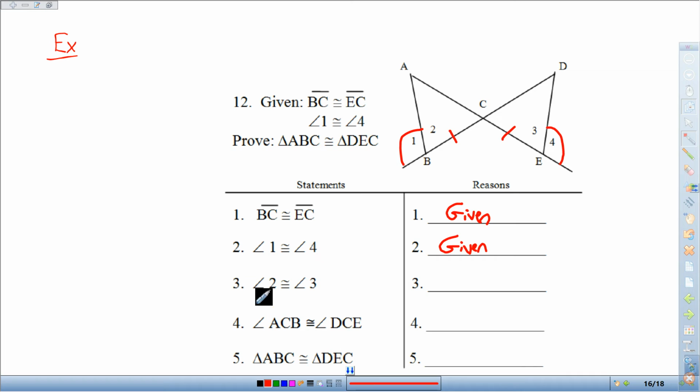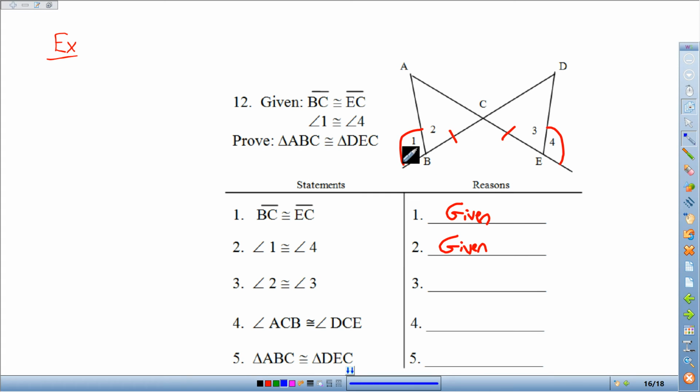If you guys take a look at this next statement, angle 2 is congruent to angle 3. This is what we kind of need to realize on the next step, or at least they're hoping we do, that these angles are congruent. Here's the rationale behind it. These two angles are a linear pair. They add to 180. These two angles are a linear pair. They add to 180.